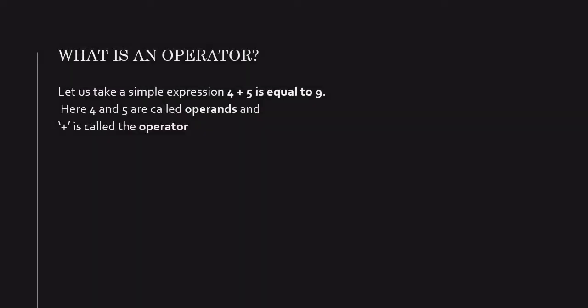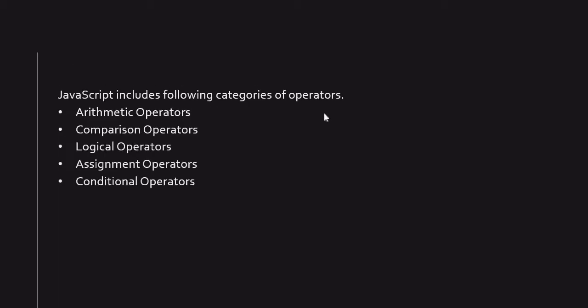In this video, we will discuss operators. Here we have a simple expression: 4 + 5 = 9. Here 4 and 5 are called operands and + is called the operator. There are some types of operators.